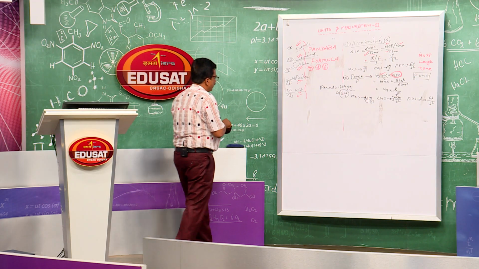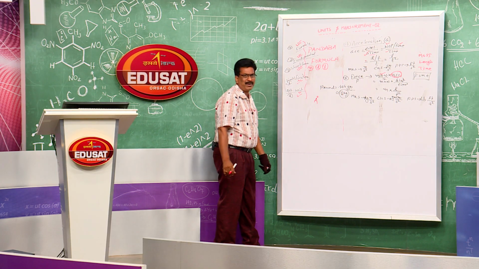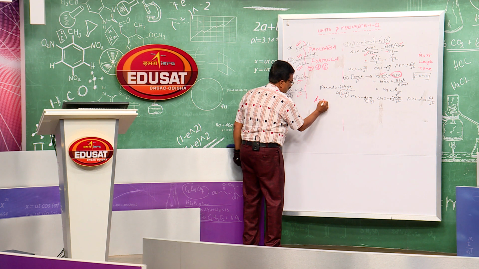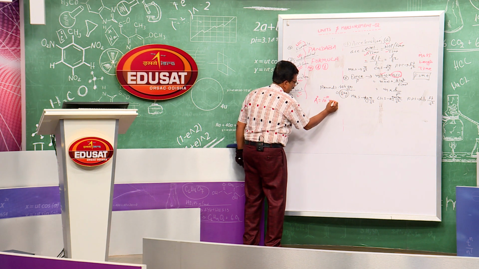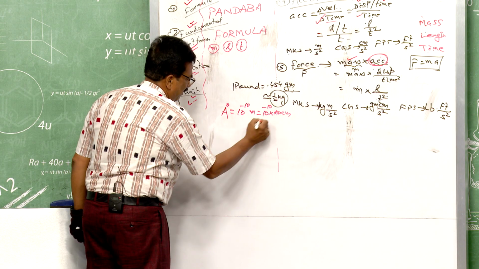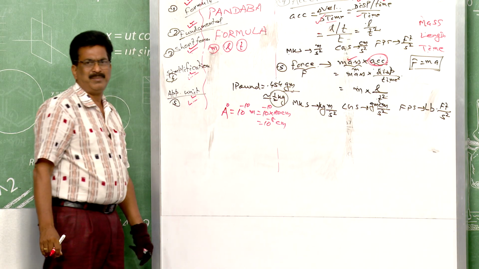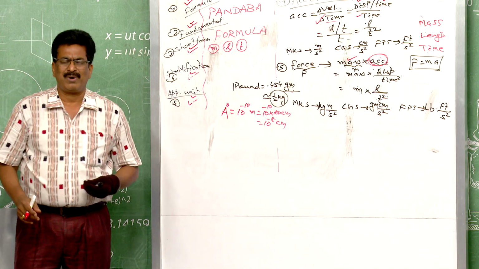What is the symbol for the Angstrom? The Angstrom symbol is capital A with a degree sign, A to the power of 0, which is equal to 10 to the power of minus 10 meter, or you can say 10 to the power of minus 10 into 100 centimeter, that is equal to 10 to the power of minus 8 centimeter. This is the Angstrom, one of the units.